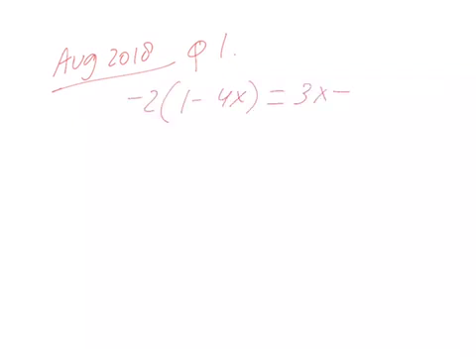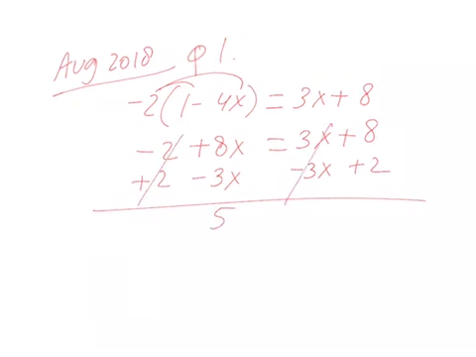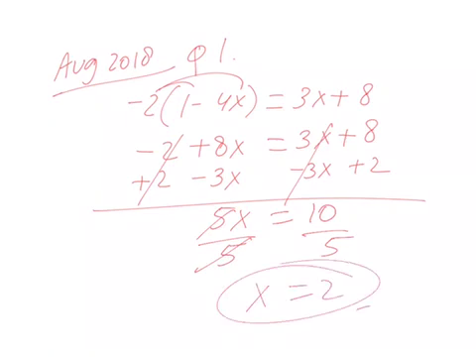Alright, August 2018. Question 1. So again, we have an equation. And let's distribute. So negative 2 times 1 is negative 2. Negative 2 times negative 4x is 8x. And we've got 3x plus 8, right? Then we can get rid of things. Let's subtract 3x on both sides, and let's add this 2 on both sides. So this will become 0, this will become 0. Here we get a 5x and we get 10. And then let's divide 5 on both sides. So we end up getting x as 2. Answer choice 2.